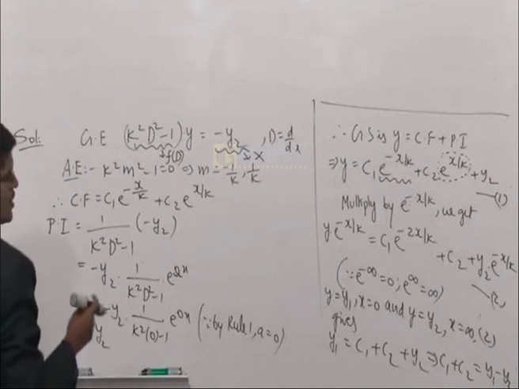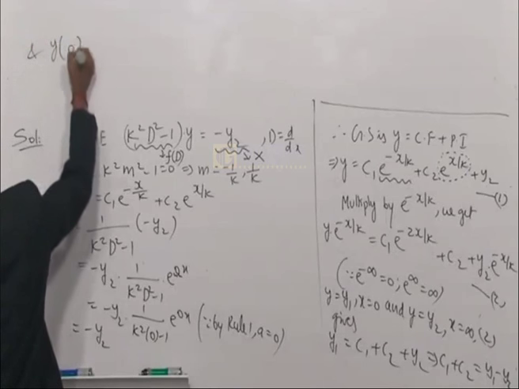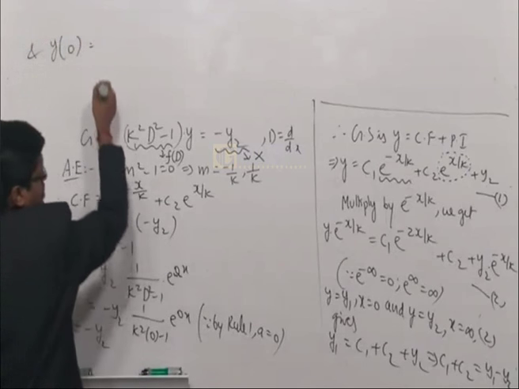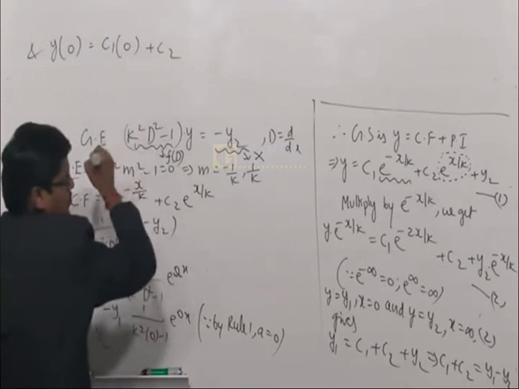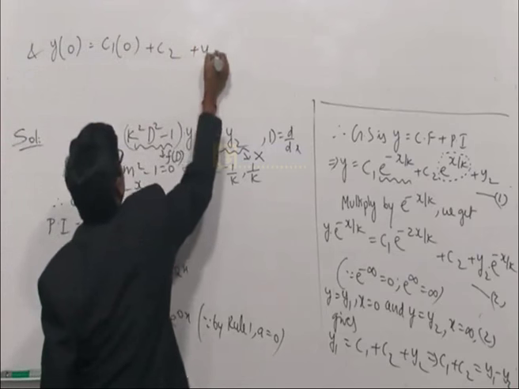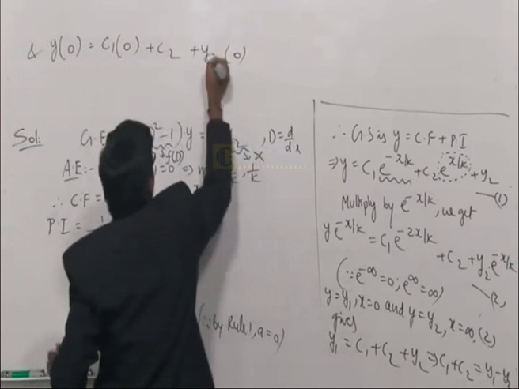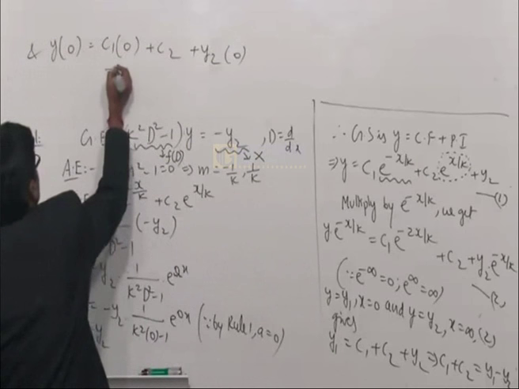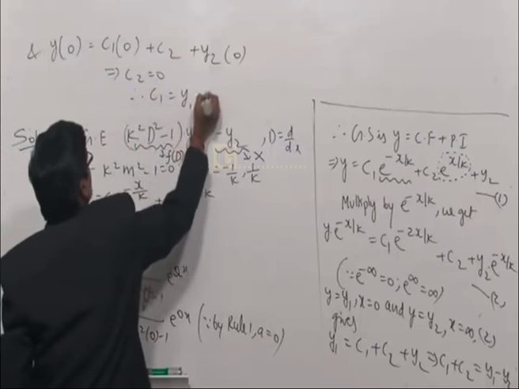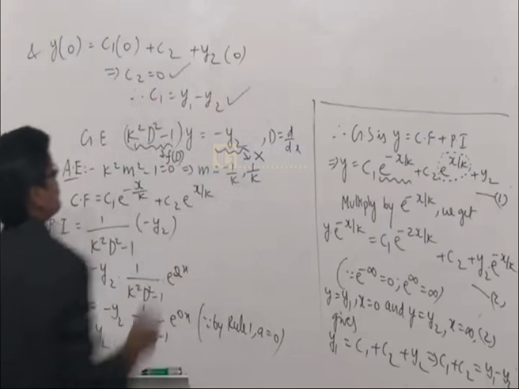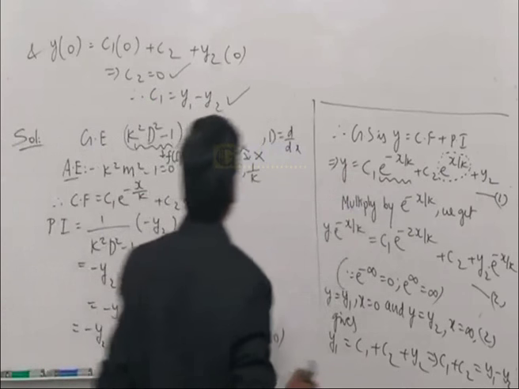Now, substitute the second condition, y is equal to y2 at x is equal to infinity: y2 is equal to c1 into e power minus infinity plus c2 plus y2 into e power minus infinity 0. From this, c2 is equal to 0. Therefore, c1 is equal to y1 minus y2. c1 got, c2 got. Go back to your solution 1, which gives the required solution.